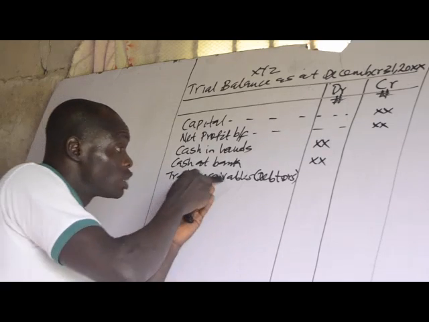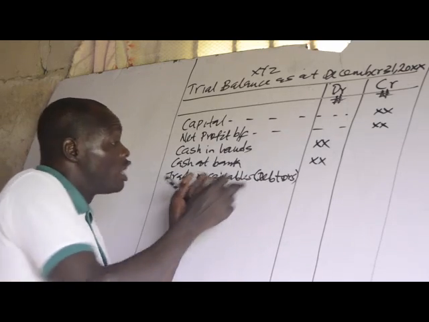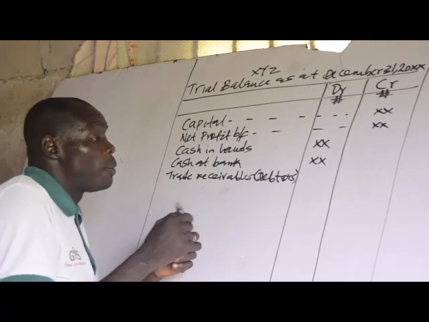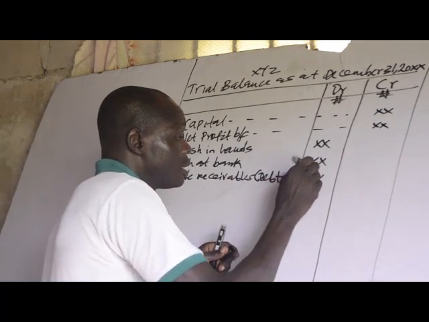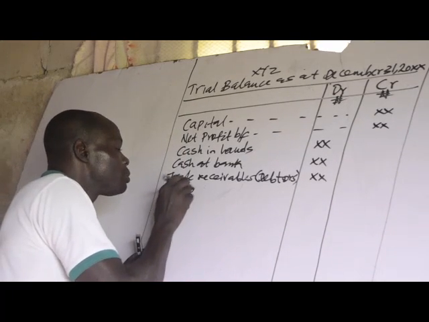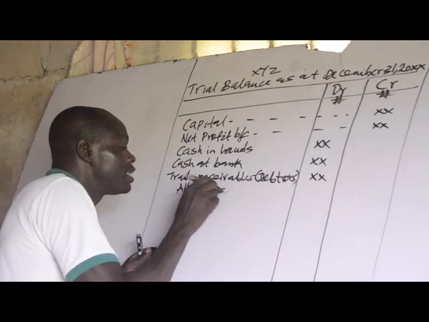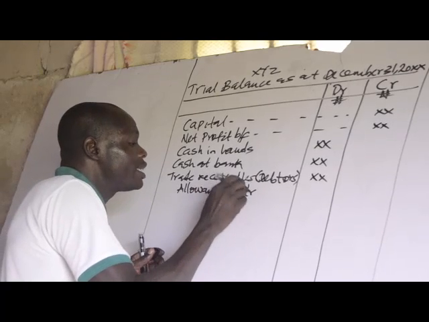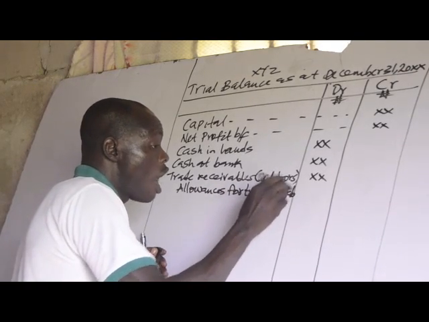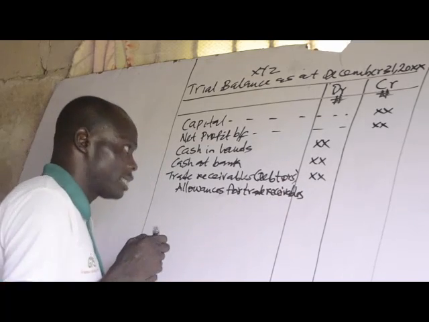Trade receivables or trade debtors is an asset. That is, someone is owing you. The amount the person is owing you means your property is in the hands of that person. Therefore, it should take a debit entry. An asset should be debited. Allowances for trade receivables or provision for bad and doubtful debts.